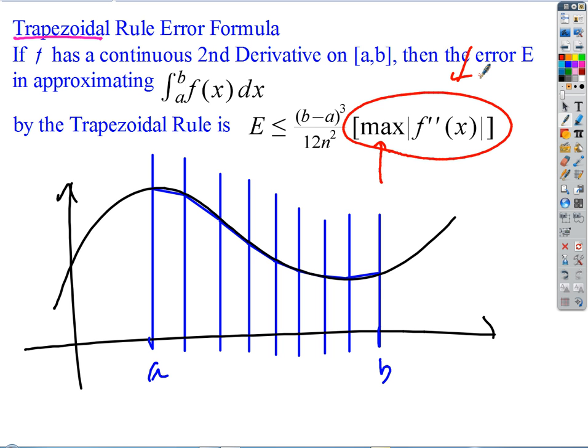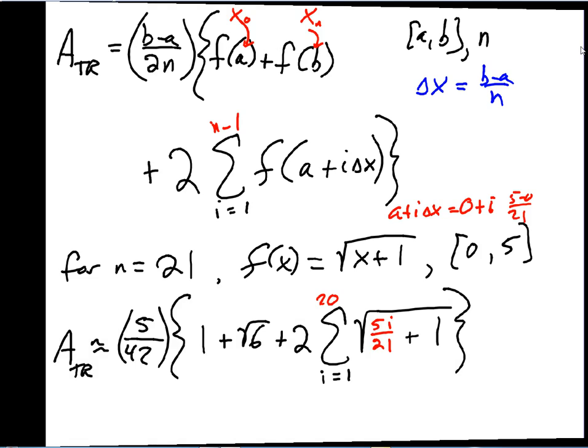So let's do a problem like this then. Let's say we'll use that formula. And let's say this is the kind of thing you're going to get for this. Well, let's pick one out of the book.